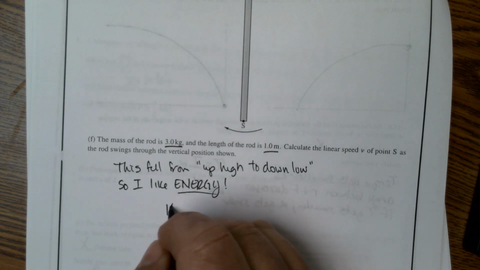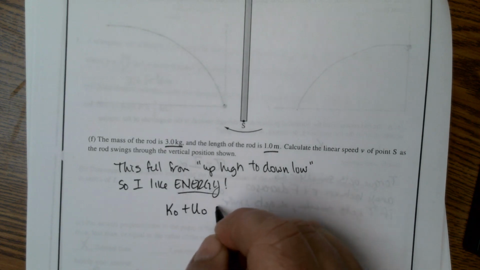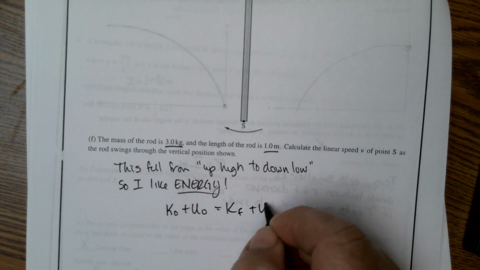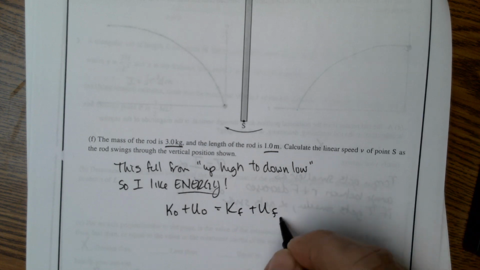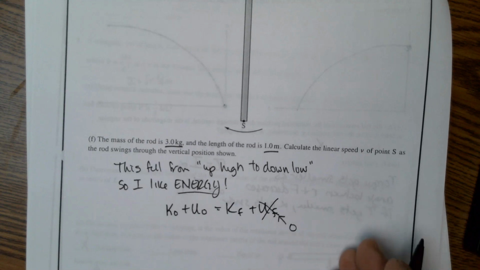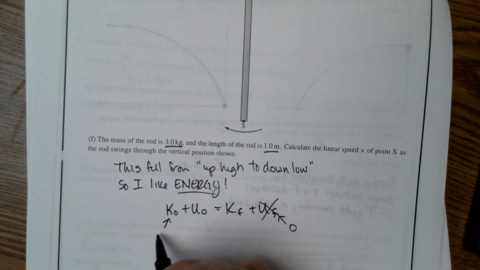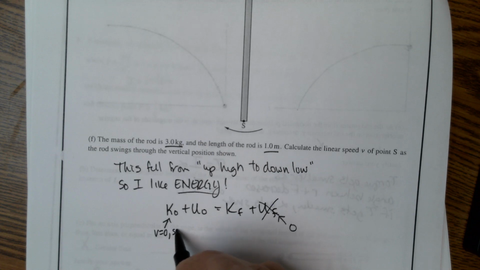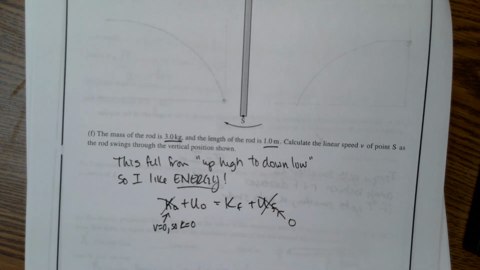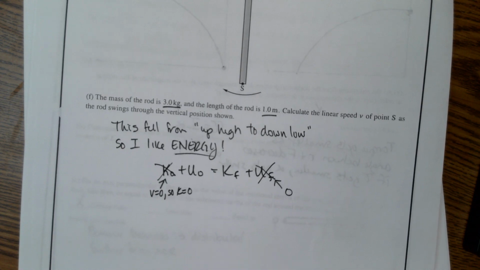So in the beginning, I'm going to go ahead and write K naught plus U naught equals K final plus U final. At the end, we're settled down at that zero point. And at the beginning, our velocity is 0, so the kinetic is 0. So this goes away. Basically, the potential that this thing has is equal to the kinetic it has at the end.